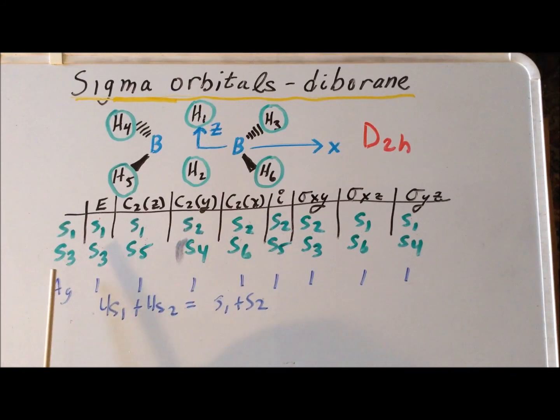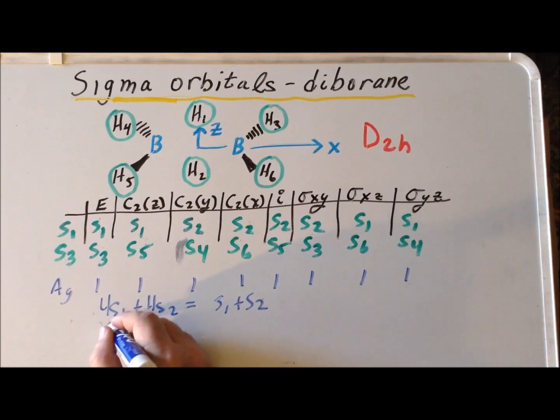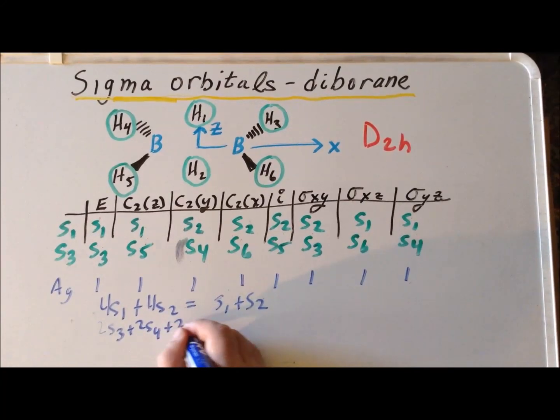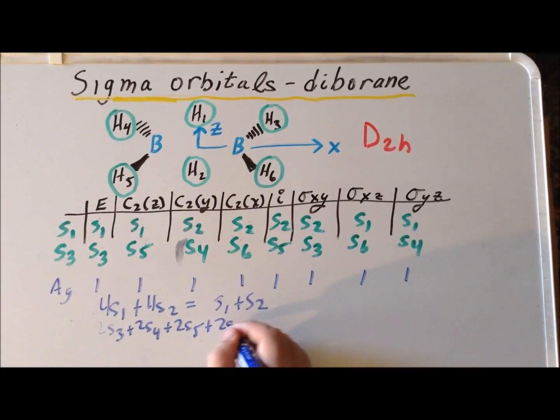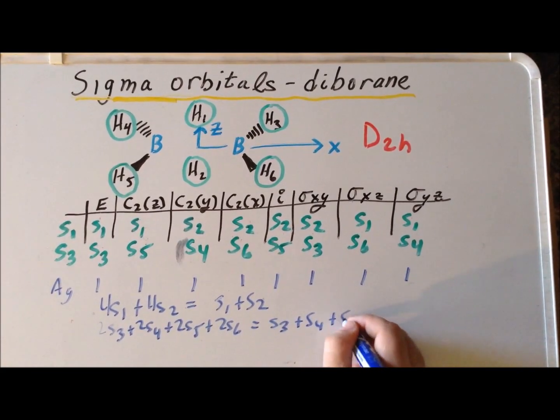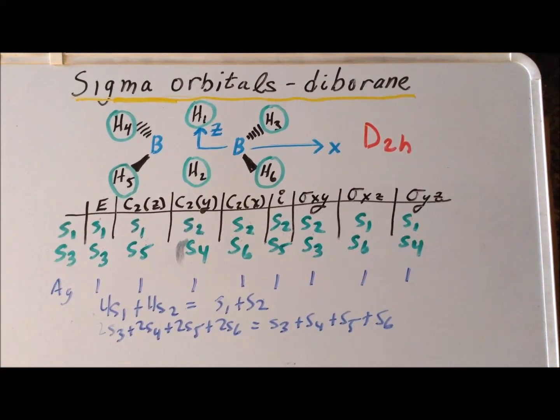And then similarly, we multiply each of the characters in this row by the character in the character table. So we have 1s3 plus 1s5 plus 1s4 and so on. That would give us 2s3 plus 2s4 plus 2s5 plus 2s6, which is s3 plus s4 plus s5 plus s6. So here we have mathematical expressions for the Ag orbitals. We have two of them.